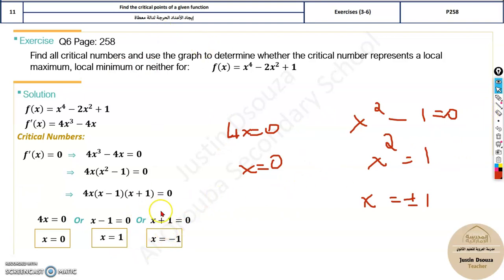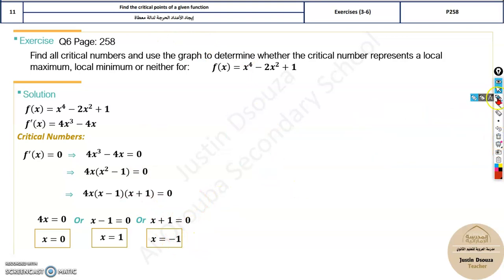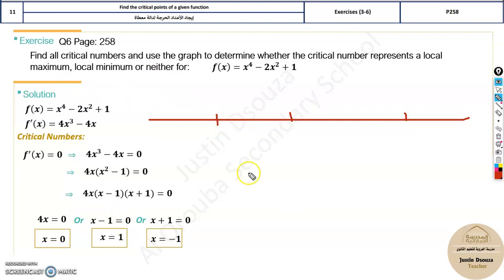Now if they ask only critical values, it's fine, but they might ask you the maximum and minimum points as well. So now you need to take the critical values, 0, 1 and minus 1, and substitute them in ascending order. Now what you need to do is basically take test values. A value less than minus 1, say minus 2. Between minus 1 and 0 would be minus 0.5. Over here also it will be 0.5 and over here 2. Now substitute all these values in the derived equation.